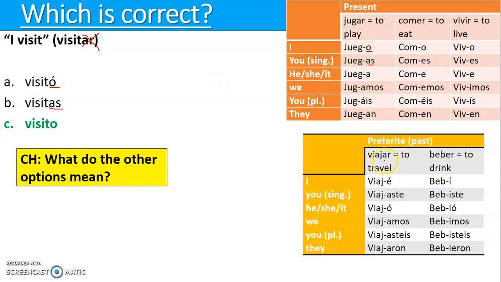This is an O with an accent, and none of these end in an O with an accent. So we look down here, remembering that it's an AR verb, and here is the O with an accent. So it's he, she, or it, and because this is the past tense, it would be visited. So this means he visited, or she visited, or it visited. Okay, so the next one. We visited. Pause the video now and have a think about what the right answer is and what the other two mean.